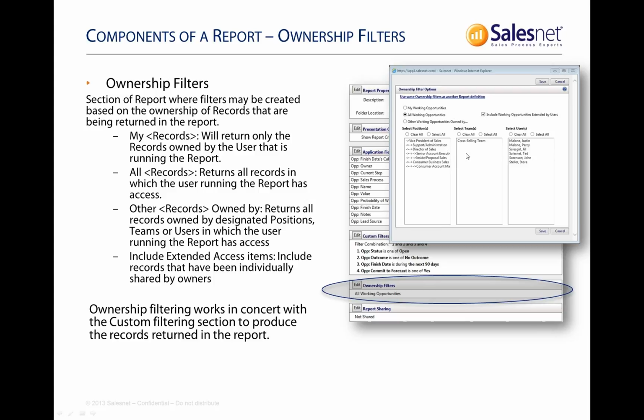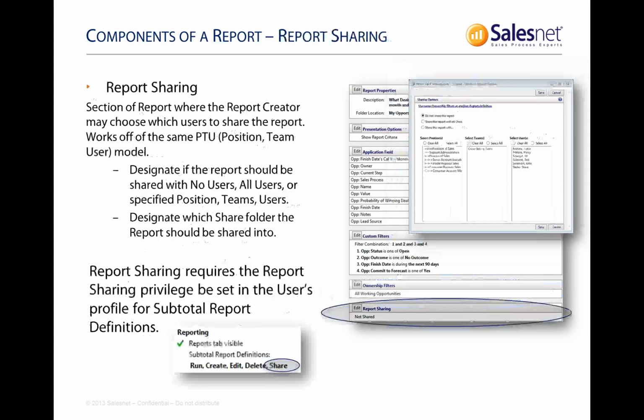Then we can hard code ownership. Like we said, maybe we want to run a cross-selling team opportunity report, and I can select that as a team designation. So again, filtering on ownership is second and separate from filtering on our data fields. And then finally, our section at the very bottom is for sharing. This is publishing the report out to other users to see and to run, and that comes from the reporting privileges in the user profile.